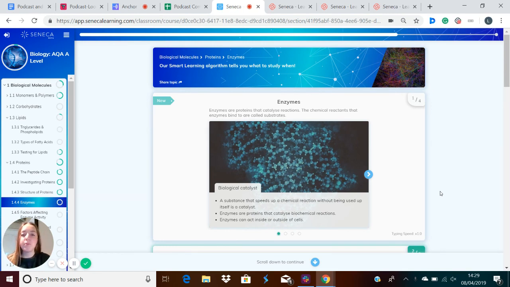So enzymes are proteins that catalyze reactions. The chemical reactants that enzymes bind to are called substrates. So enzymes are biological catalysts. So these are substances that speed up a chemical reaction without being used up in the process itself. Enzymes are proteins that catalyze biochemical reactions, so inside the body, inside cells, or inside some sort of substance in the body. Enzymes can act inside or outside of the cells.